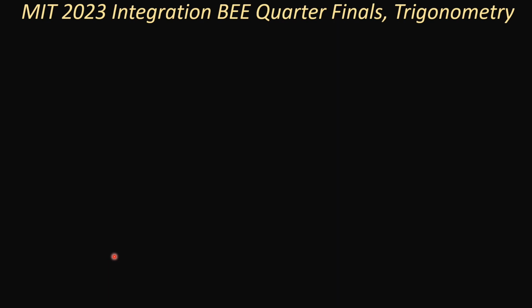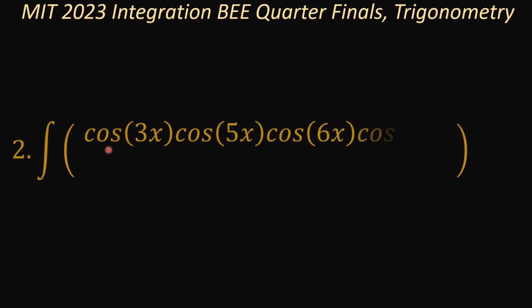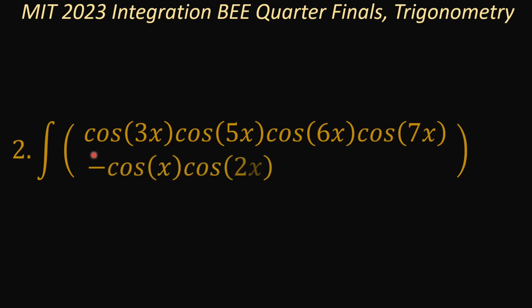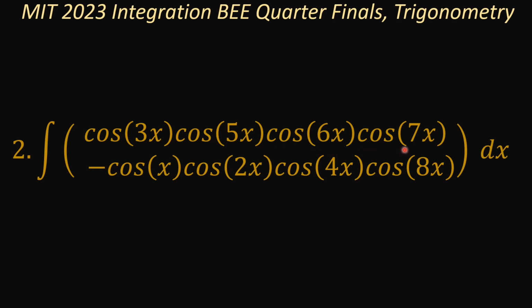Today we are still on our journey of looking at trigonometrical functions as regards integration. We start off with the problem in the quarterfinals of the MIT 2023 Integration B, problem number 2. It was the indefinite integral of cosine 3x times cosine 5x times cosine 6x times cosine 7x, minus cosine x times cosine 2x times cosine 4x times cosine 8x.